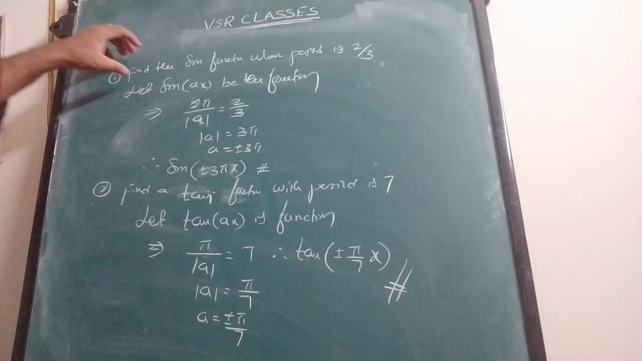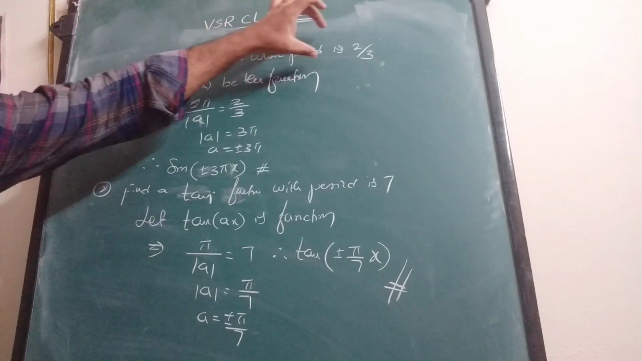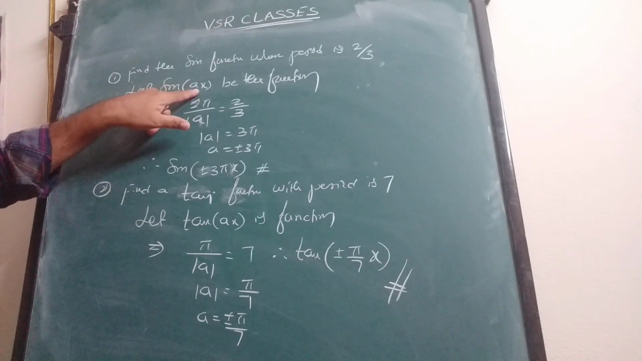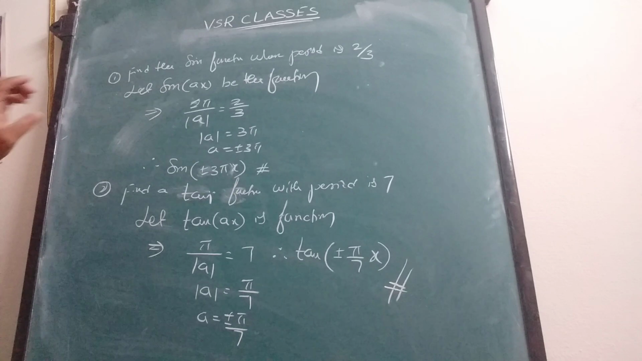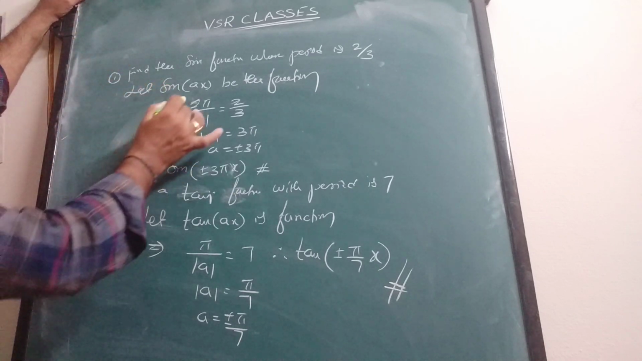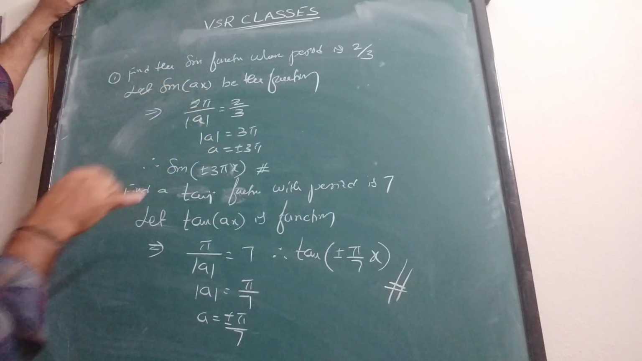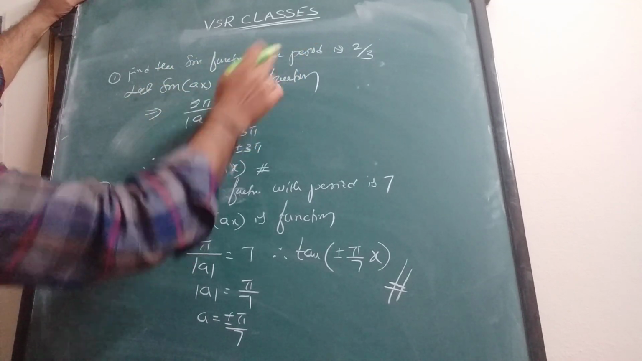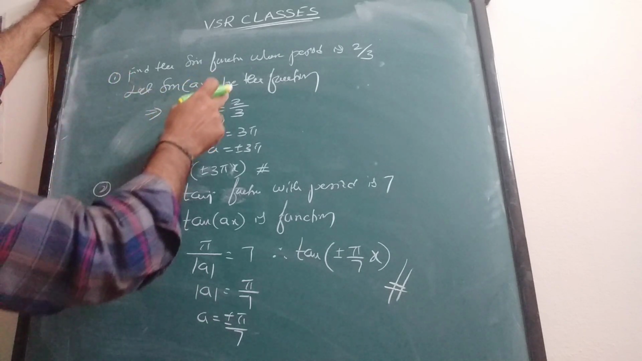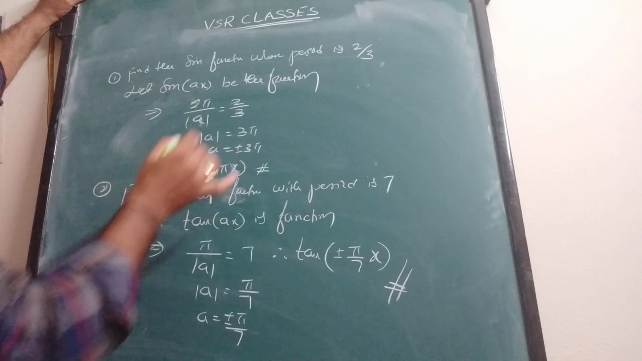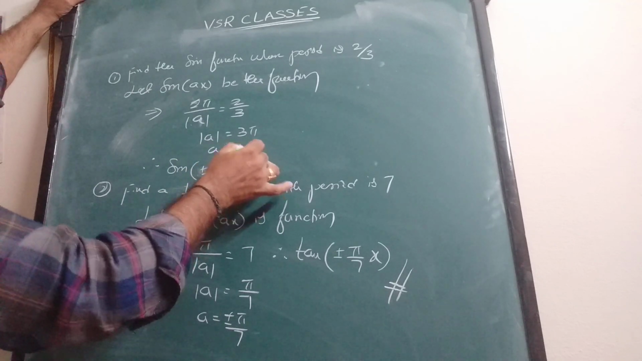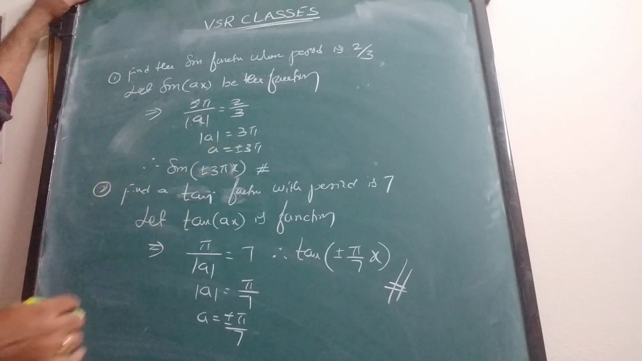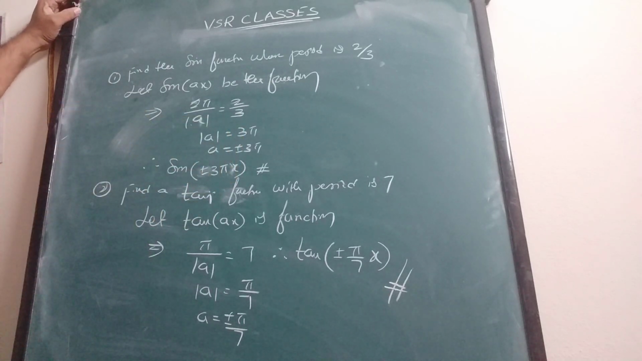Now see children, find the sine function whose period is 2 by 3. Let us assume sine of ax be the function. Now what is the original period of sine? 2 pi by mod a, x coefficient, so that should be equal to 2 by 3. This is the period of this function. It is equal to, already is given the period as 2 by 3. 2 cancel on both sides, and mod a is equal to 3 pi, a is equal to plus or minus 3 pi. Now sine of plus or minus 3 pi x, whether plus or minus, you will get the same answer, so we are taking plus or minus like this.